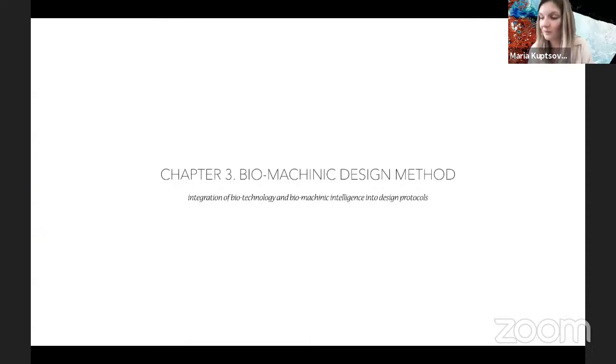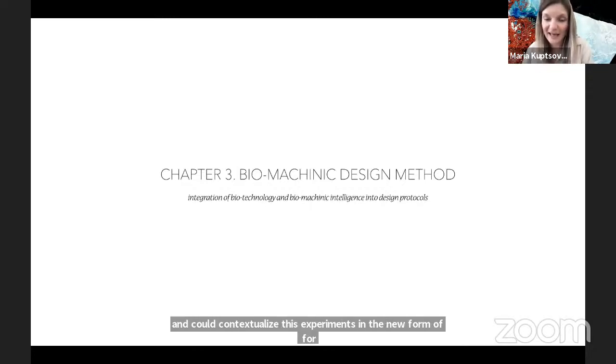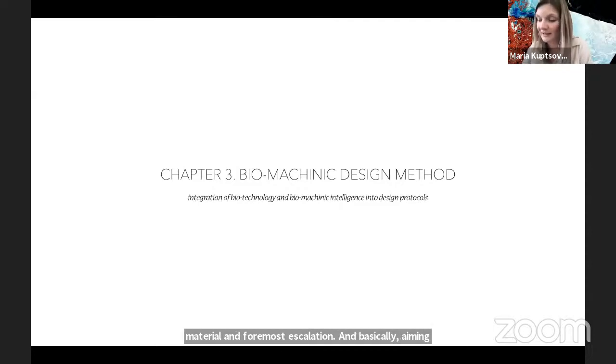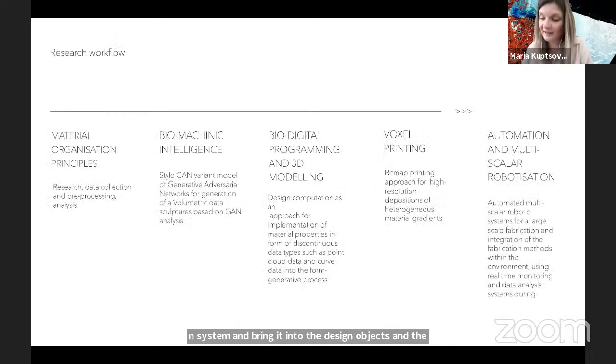Bringing my research further, I started to set up my individual experiments, and basically a possibility of developing a design technique which will be based on my previous experience and will ground itself in the biomachinic intelligence and could contextualize these experiments in a new form of material and formal articulation. I'm aiming to impart this biological intelligence into the design system and bring it into the design objects and the synthetic environments. So this workflow outlines a set of biomachinic methods, which creates my strategy.